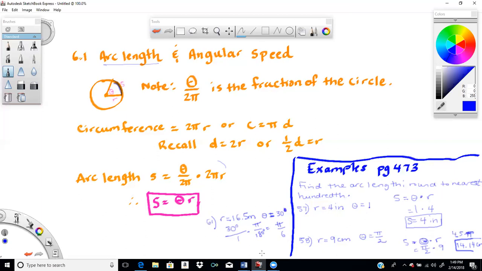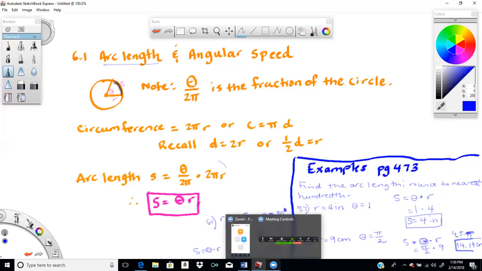Again, we go through the same process. S is equal to theta times R. So we got pi over 6, and then R is 16.5 meters. Basically this is over 1. So again, when you multiply the top, multiply the bottom, and divide, we can just multiply the top, pi times 16.5, and just divide that by 6.